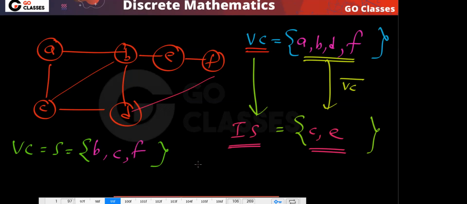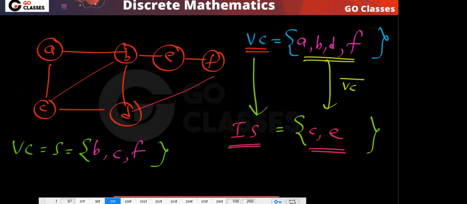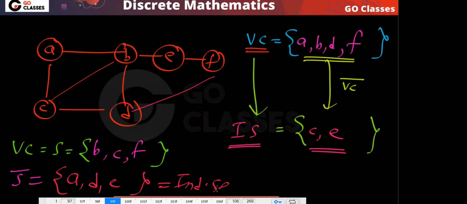Is this a vertex cover? B, C, F. Are we covering all the edges? Yes, we are covering all the edges. The remaining vertices, the S complement, what is it? The remaining vertices besides B, C, F will be A, D, E. This is an independent set. Are you getting this point? This is interesting.